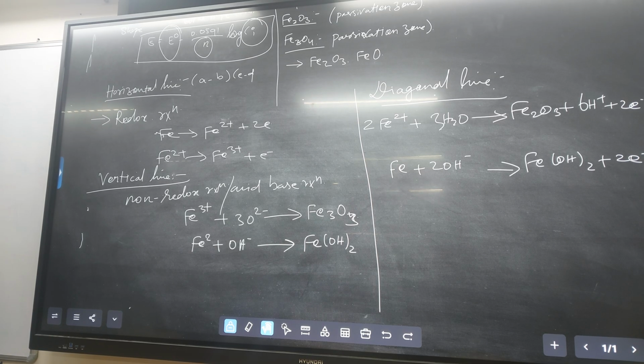It does not depend on the reduction potential. Okay, it is not dependent on the reduction potential. So here, above the dashed line, what happened?